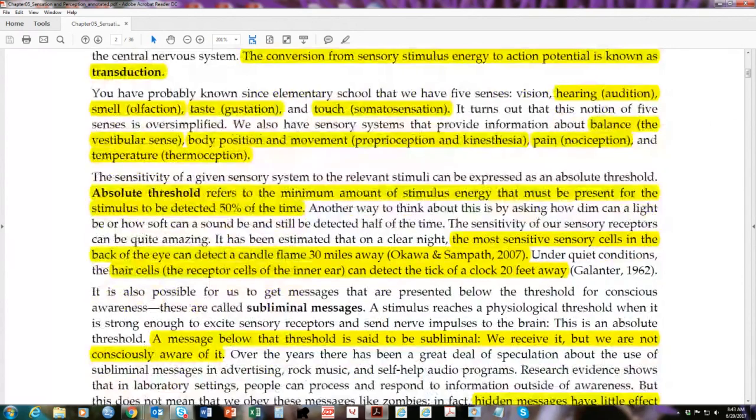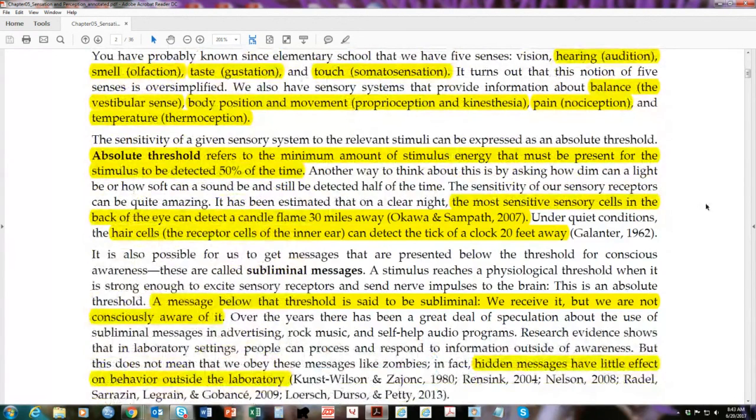Now, if you take a look on page 150 also, the term absolute threshold refers to the minimum amount of a stimulus that is necessary to cause a sensation. So it's the smallest amount of a stimulus that causes a sensation. And by definition, that minimum amount is the amount of energy that can be detected 50% of the time. So for instance, your visual receptors, the most sensitive ones, can detect a candle flame 30 miles away on a perfectly dark night. Under quiet conditions, your auditory receptors can detect the tick of a clock 20 feet away. All right, so if it can be detected 50% of the time, then it reaches what we call the absolute threshold, or the threshold for detection.